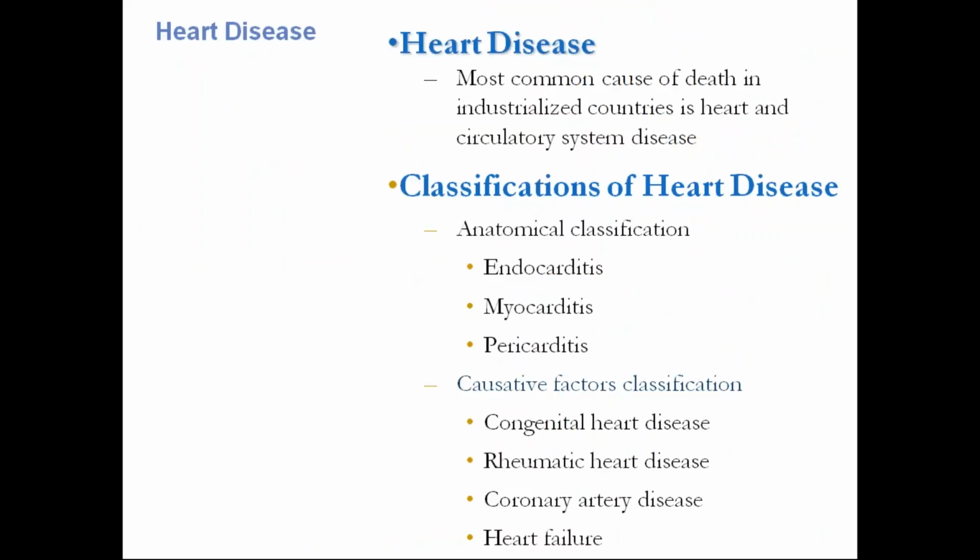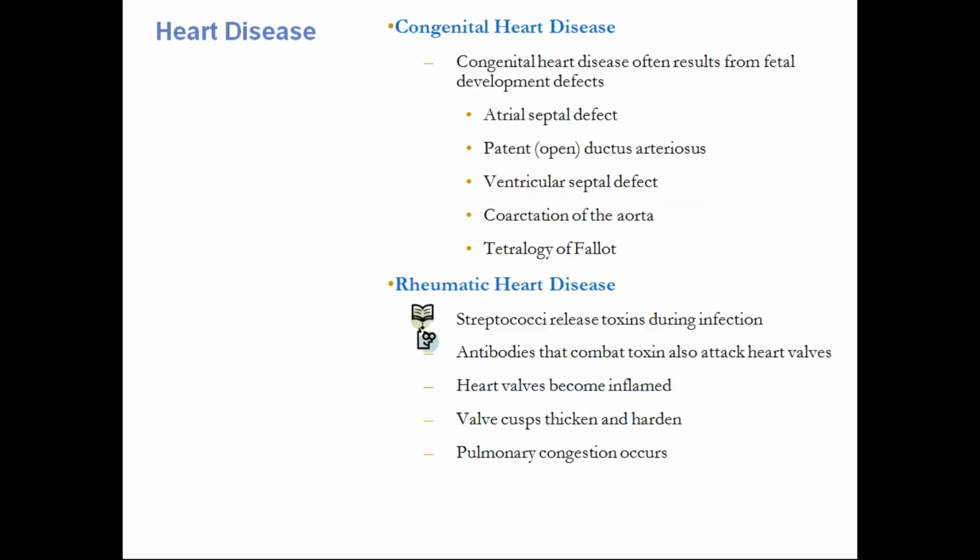Okay, so classification of some heart diseases. We have anatomical classification. Endocarditis is the inflammation of the endocardium. Myocarditis, inflammation of the myocardium, and pericarditis, inflammation of the pericardial membrane.